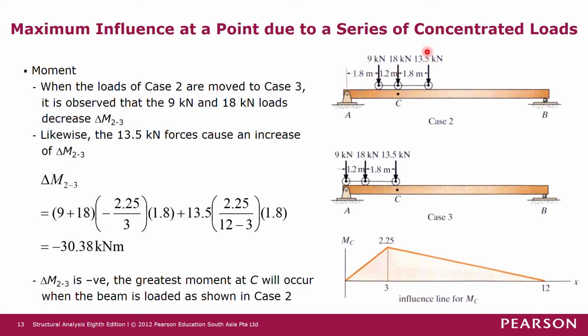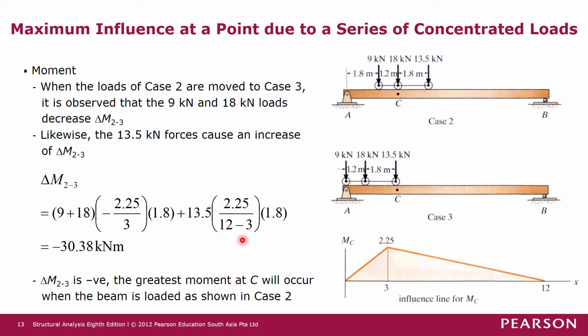And then the 13 kilonewton force is moving from here to here. So meaning that on the influence line it is moving on the positive slope. Okay, so we have a positive slope here of 2.25 over 9. Okay, and then multiplied by the force magnitude multiplied by the movement of 1.8 meter. So when it moves by 1.8 meter, you notice that there's an increase of this much value in the influence line. So that is given by this value here.